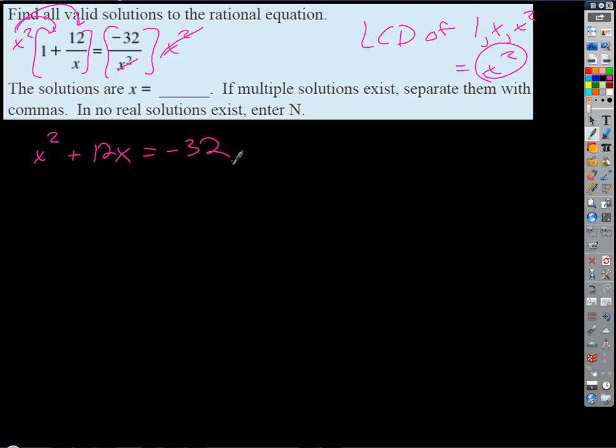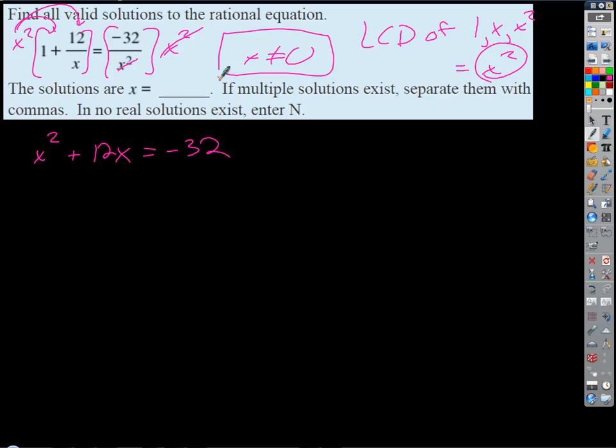Before I move on real quick, were there any values of x I needed to exclude from my original problem? 0, right? Because I've got x's on the bottom. That means x cannot equal 0. We've got to remember that, right? And now we'll solve our equation. As long as we don't get 0 for an answer, we're fine.